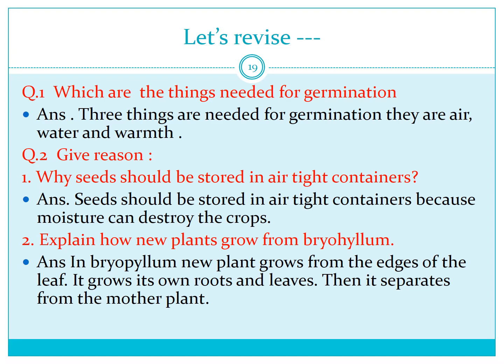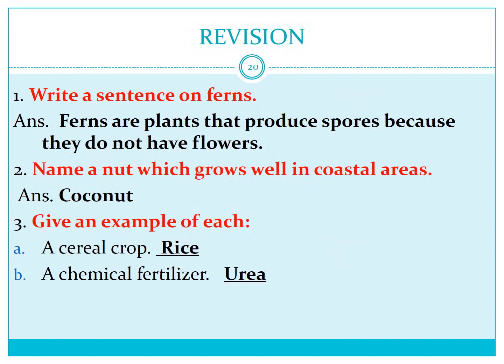Explain how new plants grow from bryophyllum. In bryophyllum, new plant grows from the edges of the leaf. It grows its own roots and leaves. Then it separates from the mother plant. Write a sentence on ferns. Ferns are plants that produce spores because they do not have flowers.